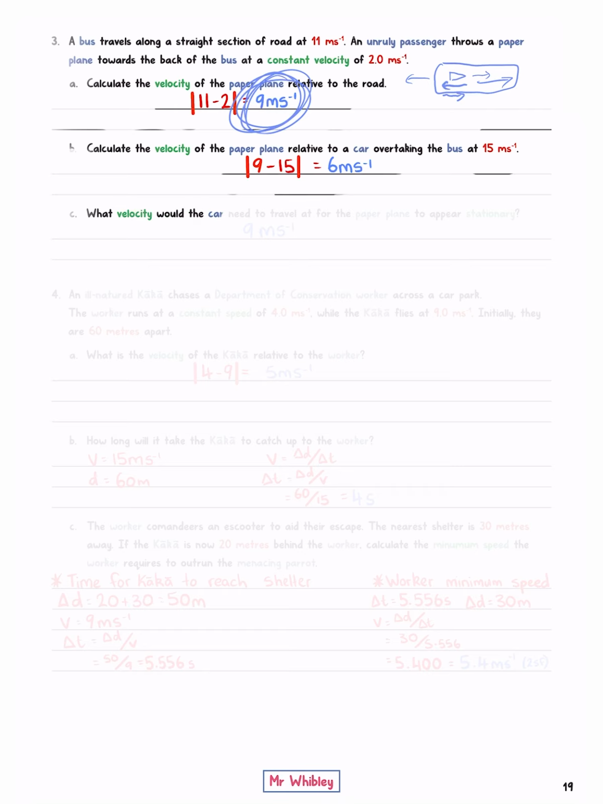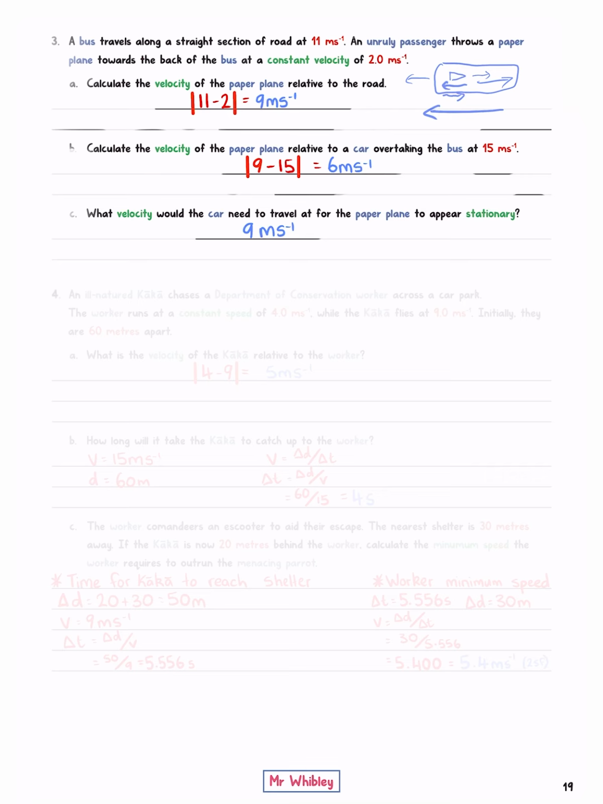What velocity would the car need to travel at for the paper plane to appear stationary? Since the paper plane is moving at this velocity relative to the road, for the paper plane to appear stationary, there would need to be no relative velocity between them, and so the car would need to have the same velocity, 9 meters per second.